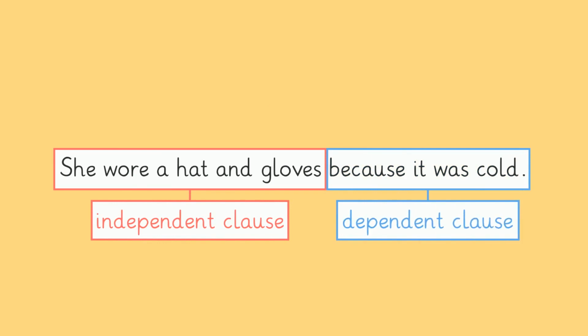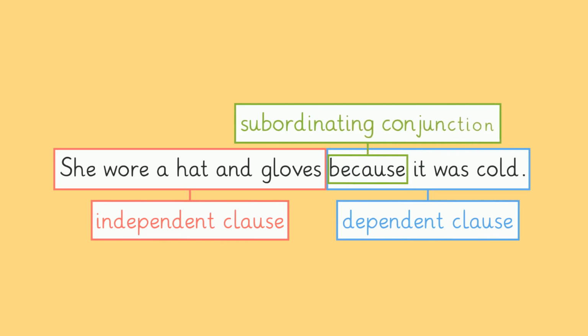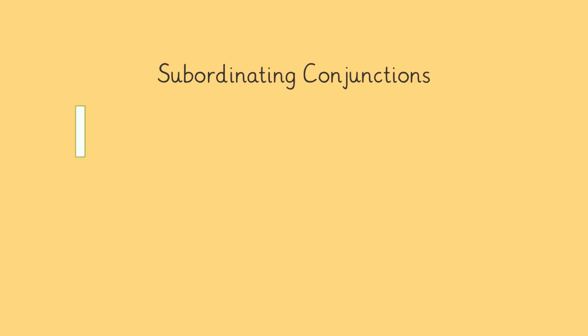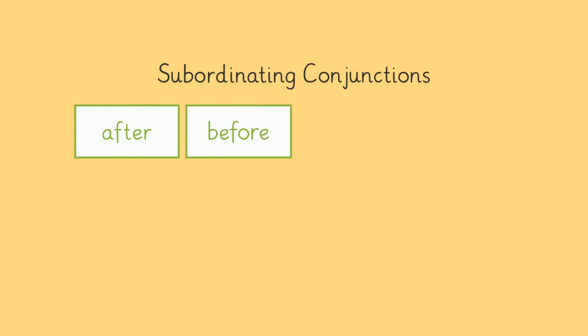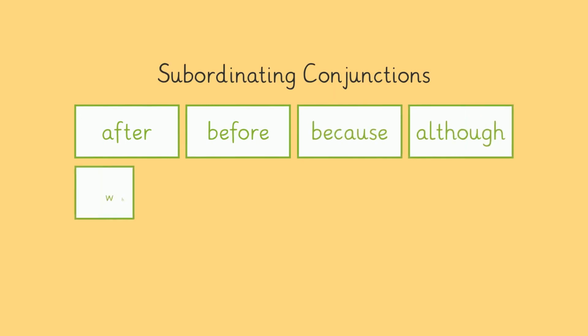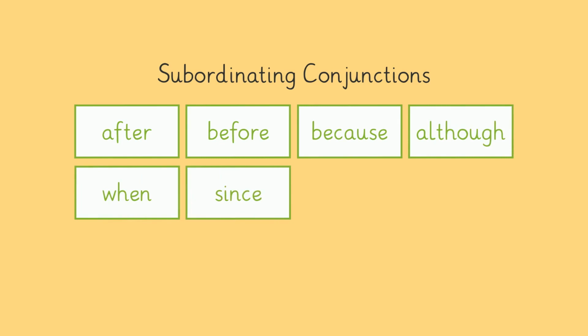The dependent clause begins with a subordinating conjunction, which links dependent clauses to independent clauses. Dependent clauses usually begin with a subordinating conjunction such as after, before, because, although, when, since.